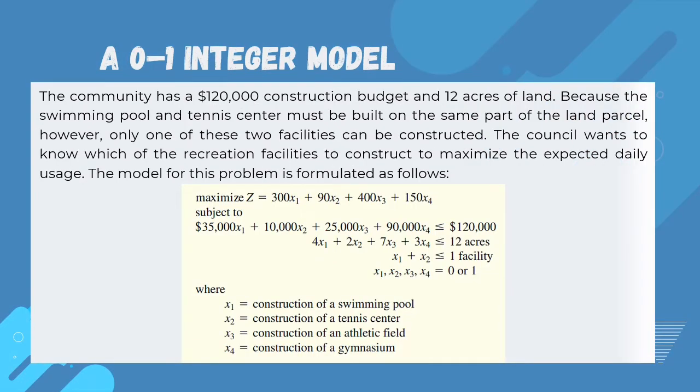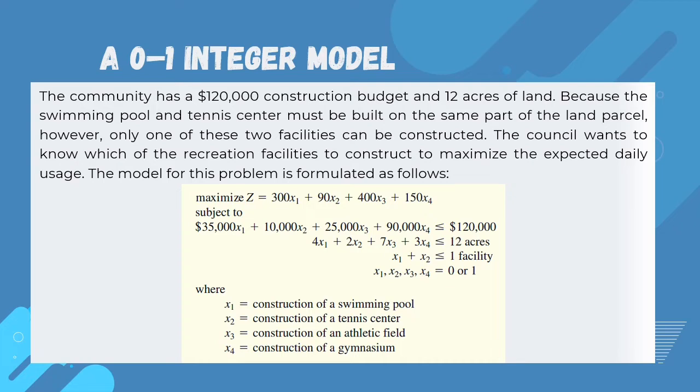In this part, we can see the constraints given to the community, such as the 120,000 construction budget and 12 acres of land. Makita na din natin dito yung model para sa problem statement. So, maximize siya kasi nasabi na to kanina, yung objective function niya na to maximize the expected daily usage ng mga residente subjected to land and cost limitations.